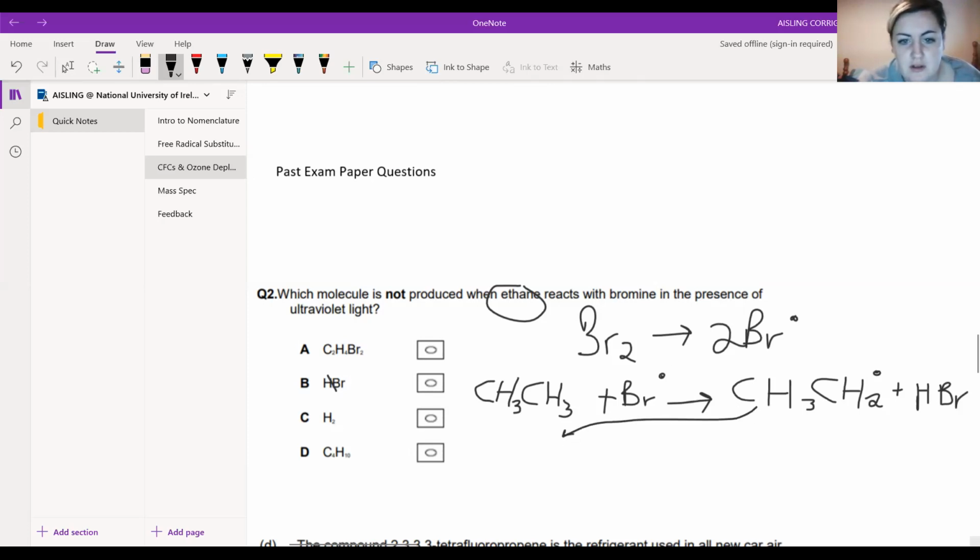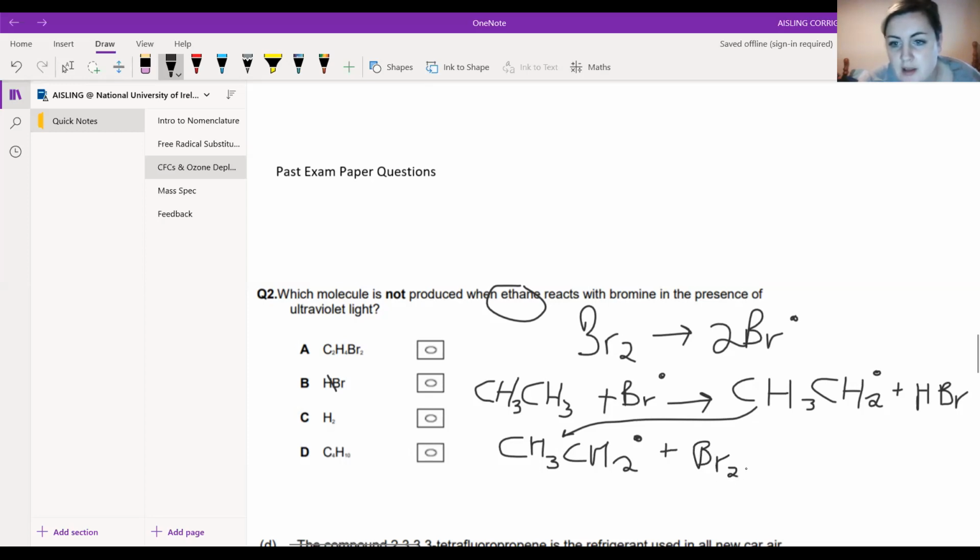All right, we know propagation step 2. So rather than drawing that out, I should be able to just cut it and paste it. Maybe not. All right, I'm going to draw it out. CH3 CH2 radical. And what's it going to react with? Propagation step 2, we dealt with chlorine in the last one. It's going to deal with the bromine molecule in the atmosphere this time.